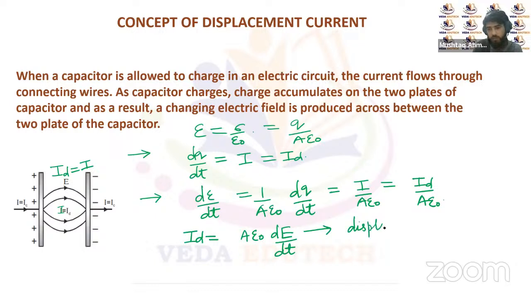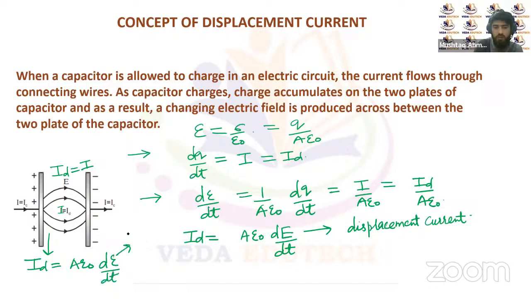So displacement current is A epsilon naught times dE upon dt. It means the derivative of the electric field vector with respect to time. So the current in this region is ID, and this current we call displacement current. That's A epsilon naught dE over dt, where E is the electric field.